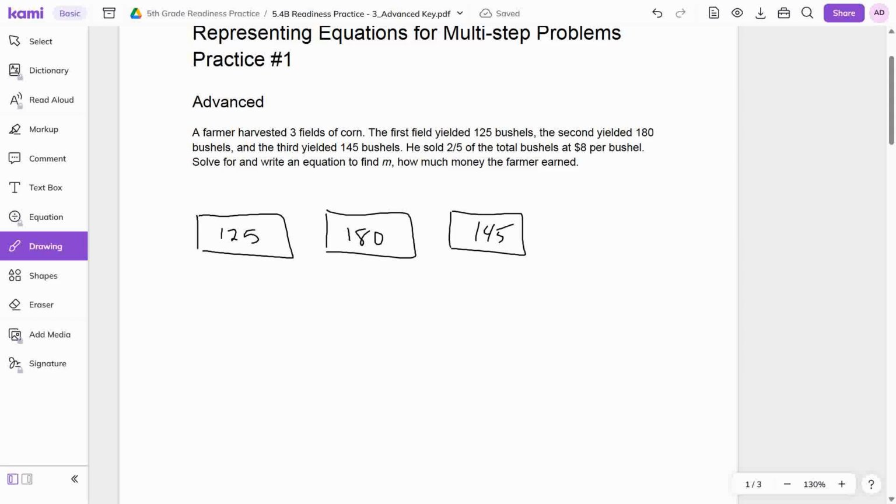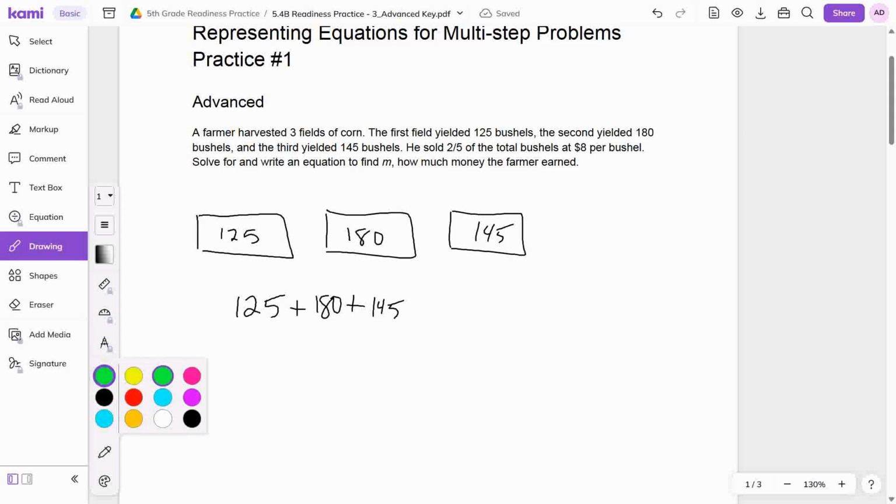Okay, so let's write this equation here because I'm going to take all this and I'm going to sell 2/5 of it. So first I want to figure out how much did I actually sell? Well, let's add up the 125, the 180, and then the 145, right? And if I wanted to continue with my drawing, I could take each of these and cut it into fifths and calculate how much each fifth is, on each of these.